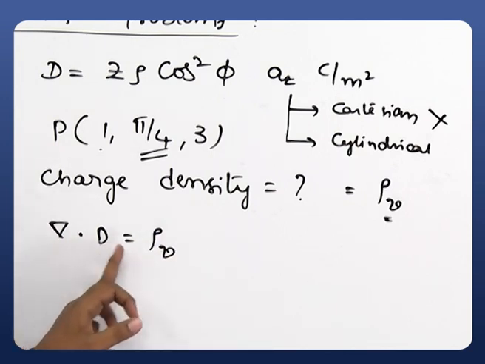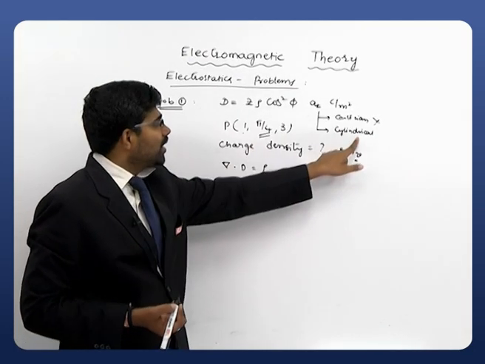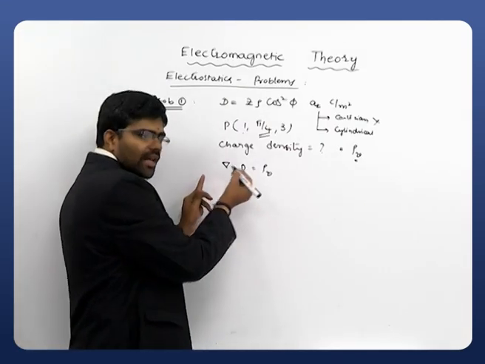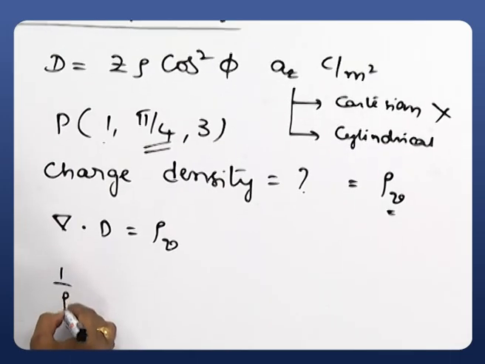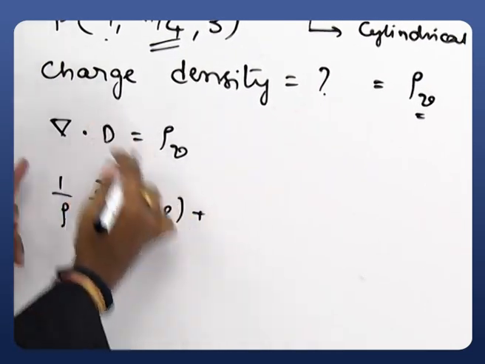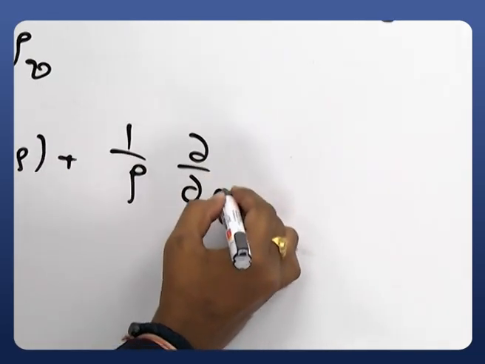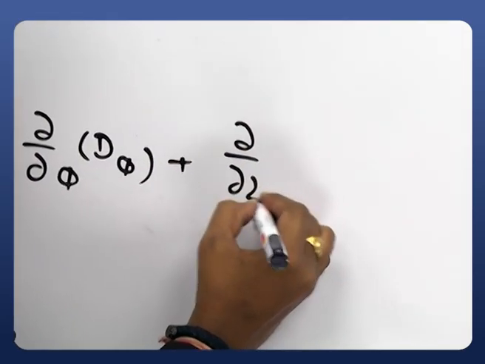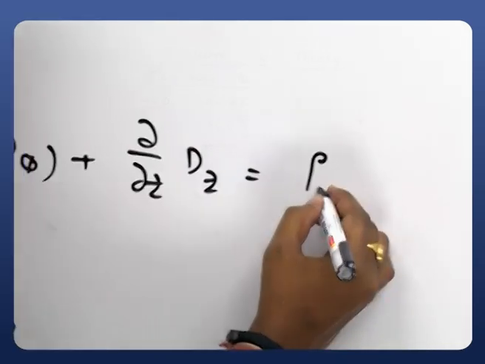The divergence of this D will be considered for calculation of this rho V. Now this del operator will be considered in the cylindrical coordinate system only. So directly I will write down the divergence operation here: 1 by rho, dou by dou rho of rho D rho, plus 1 by rho dou D phi by dou phi, plus dou Dz by dou z, which is nothing but the divergence of D, equals rho V.